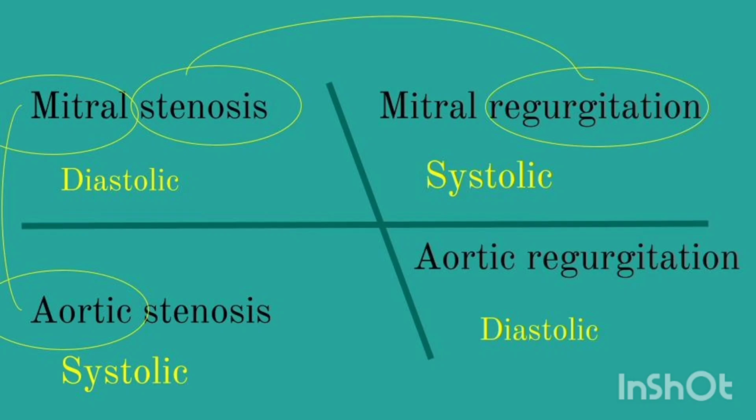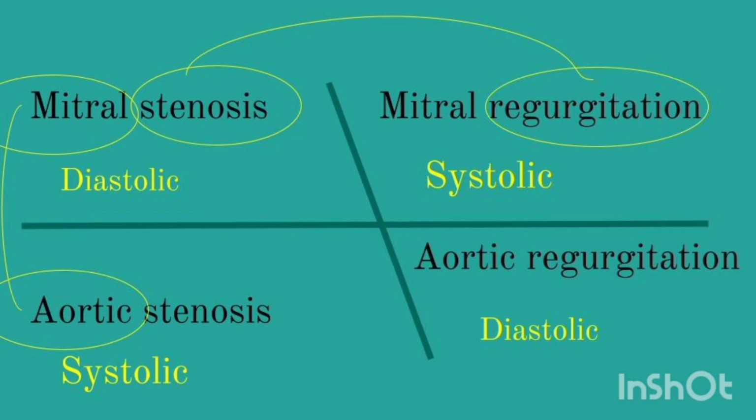So in case of mitral valve, there can be mitral stenosis when the mitral valve is too narrow, and there can be mitral regurgitation when there is backflow in the mitral valve. And in case of aortic valve, there can be aortic stenosis and aortic regurgitation.